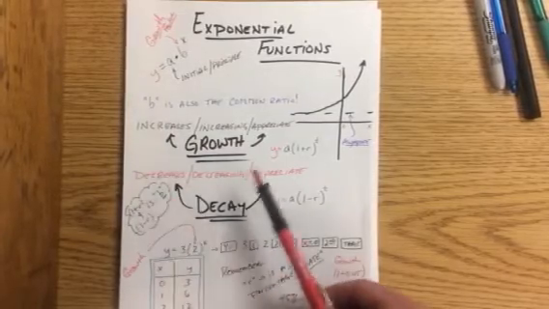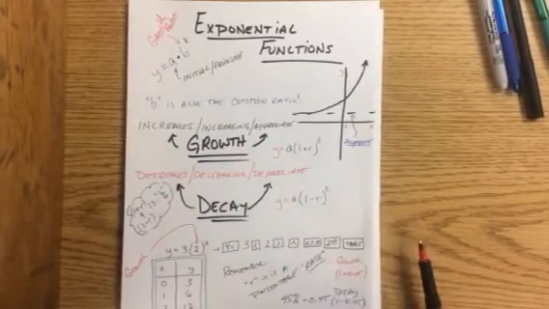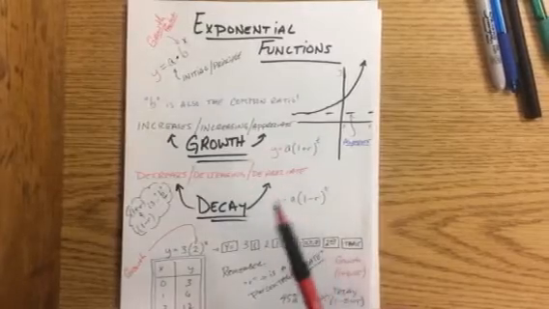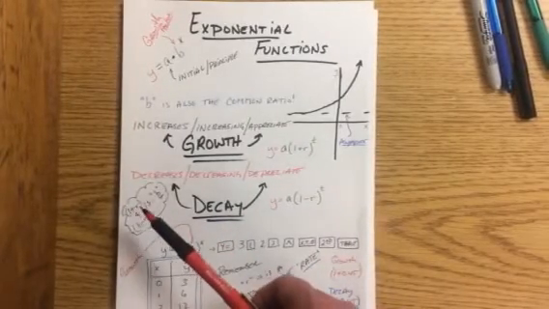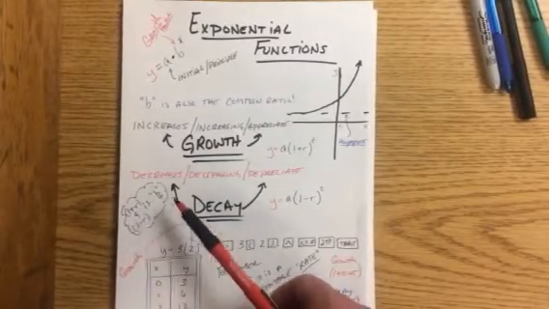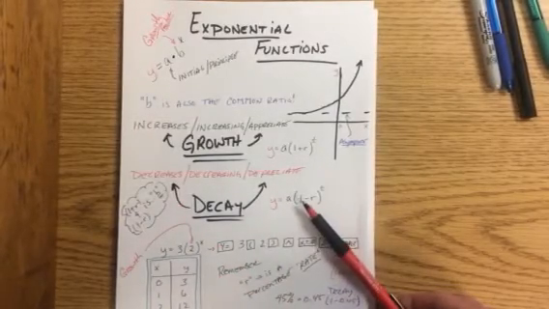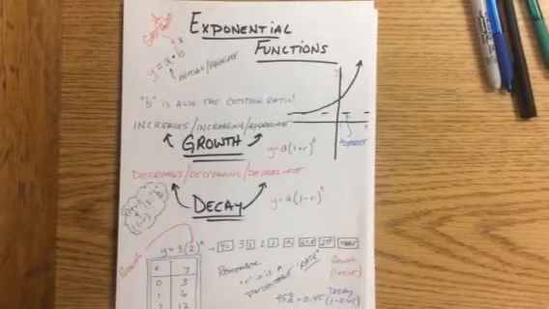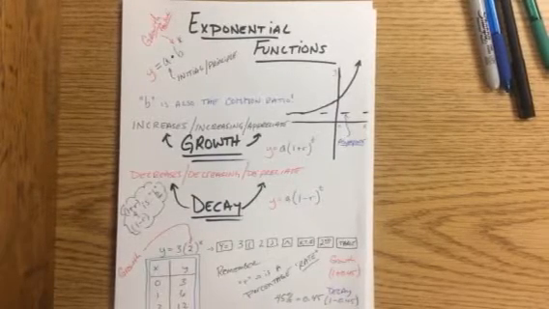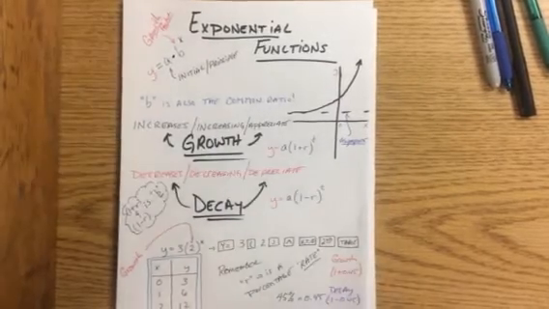I guess maybe they all have d's in them, so it stands for decay, if you want to look at it that way. Remember that the quantity 1 plus r and the quantity 1 minus r are both just b values. And decay is going to be a times the quantity 1 minus r to the t, once again where t is time, our independent variable.